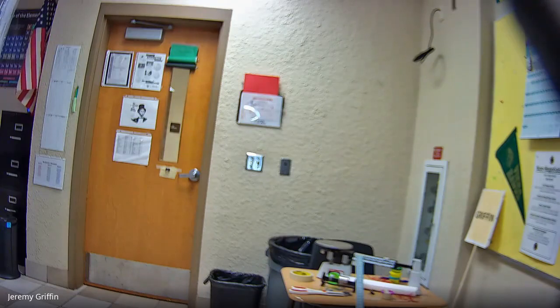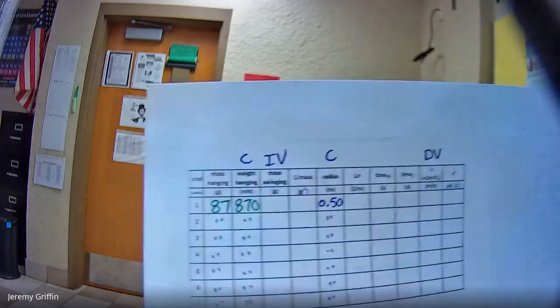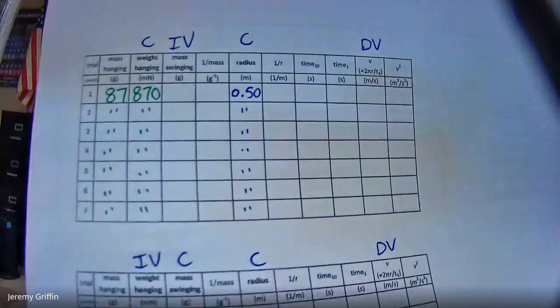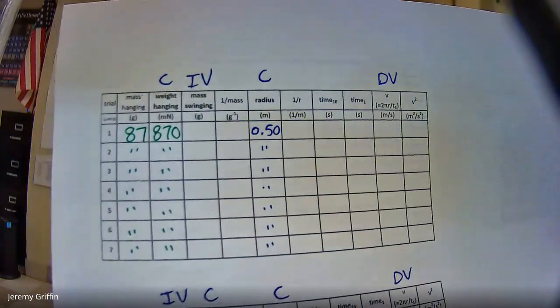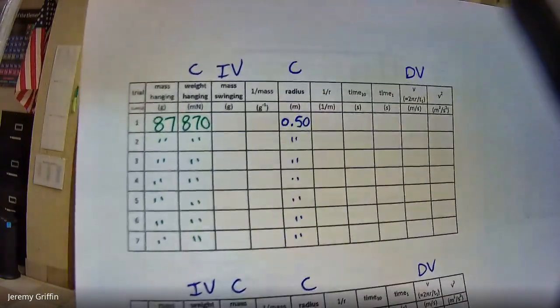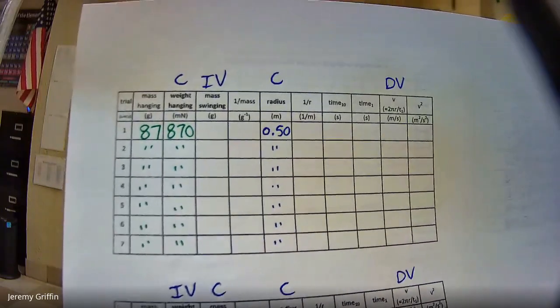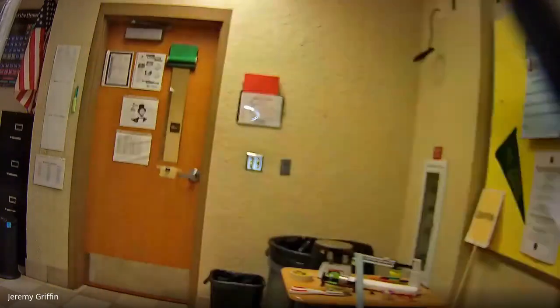Assuming that gravity is 10 meters per second squared, that's going to be our assumption, right? So, if you guys online, here's what I just did. The mass hanging is 87 grams, therefore the weight hanging is 870 millinewtons. That'll be controlled all the way down.